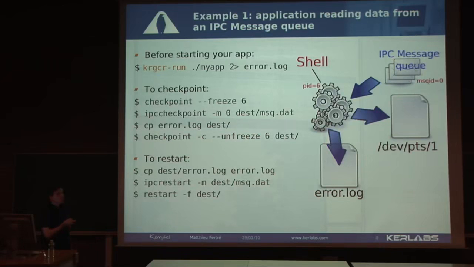So your application will continue, but you have a safe checkpoint that you will be able to restart. So now, if for some reason you have rebooted your computer, and you want to restart your application, first you copy the file back, you restart the message queue, and then you restart your application.